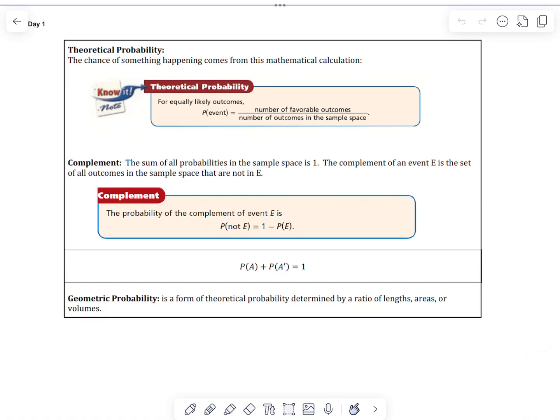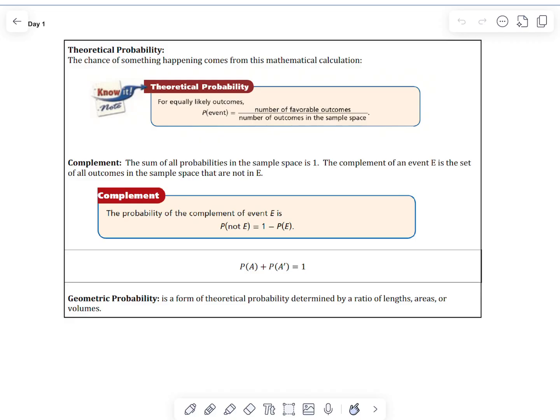Theoretical probability is the chance of something happening that comes from a mathematical calculation. So the probability formula is: the probability of an event occurring is the number of favorable outcomes divided by the number of outcomes in the sample space.